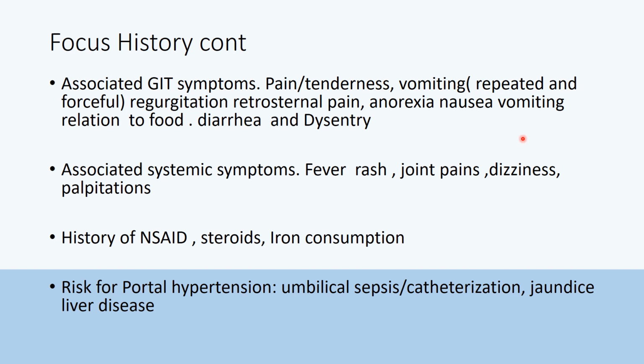Now, associated GI symptoms like pain and tenderness in the epigastrium would favor the presence of duodenal ulcer or gastric ulcer. Vomiting, which is repeated and forceful, if there's regurgitation and retrosternal pain, Mallory-Weiss syndrome and reflux esophagitis can be the underlying cause. Anorexia, nausea, vomiting, relation to food, diarrhea, and dysentery.